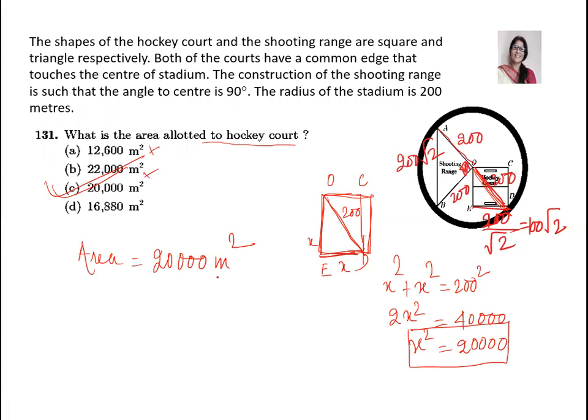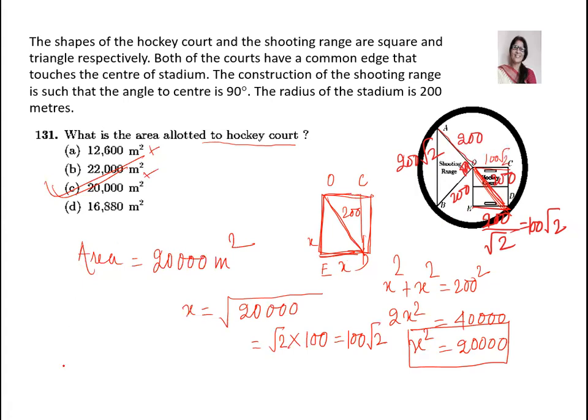So if you want to find the side of the square, how much it will be? X will be square root of 20,000. That will be how much? It will be root 2 into your 100, or it is 100 root 2. Side of the square is 100 root 2. So OC is equal to 100 root 2.